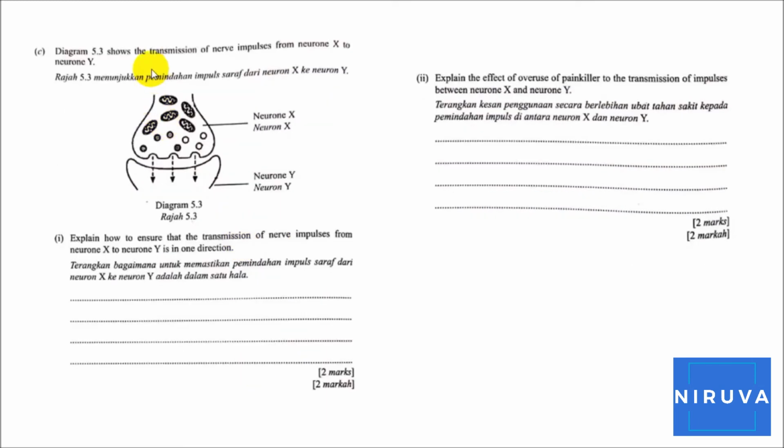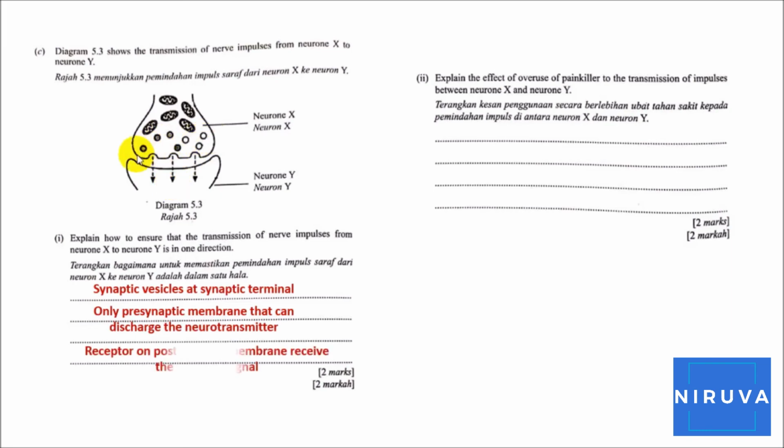Okay, C, diagram 5.3 shows the transmission of nerve impulses from neuron X to neuron Y. Explain how the transmission of nerve impulses from neuron X to neuron Y is ensured to be in one direction. Okay, so we have synaptic vesicles at the synaptic terminal here, where only the presynaptic membrane, located at the end between neuron X and neuron Y, can discharge the neurotransmitter, and the receptors on the postsynaptic membrane will receive the chemical signal and transmit the nerve impulse into neuron Y.